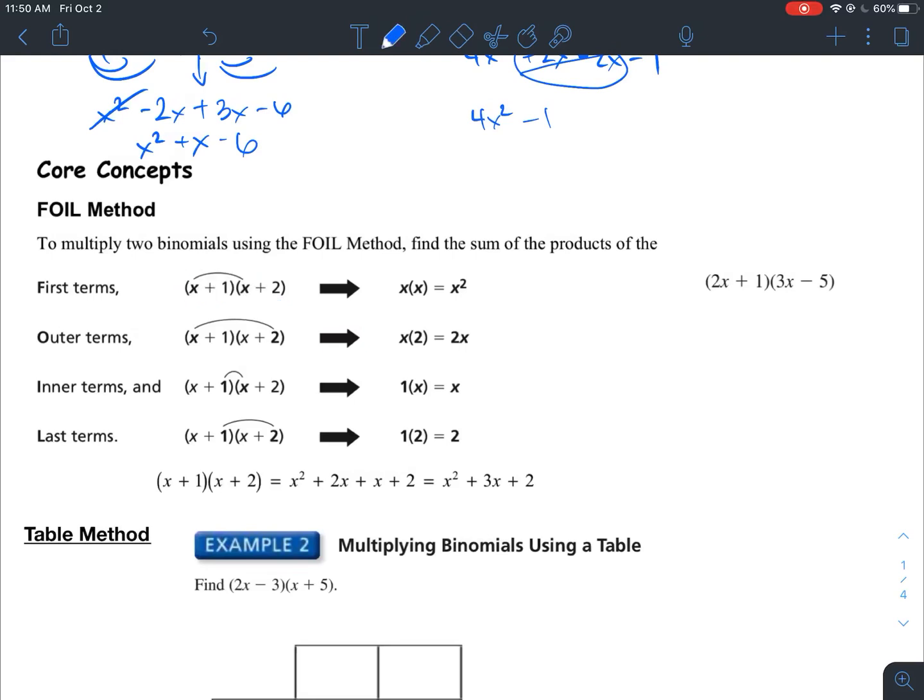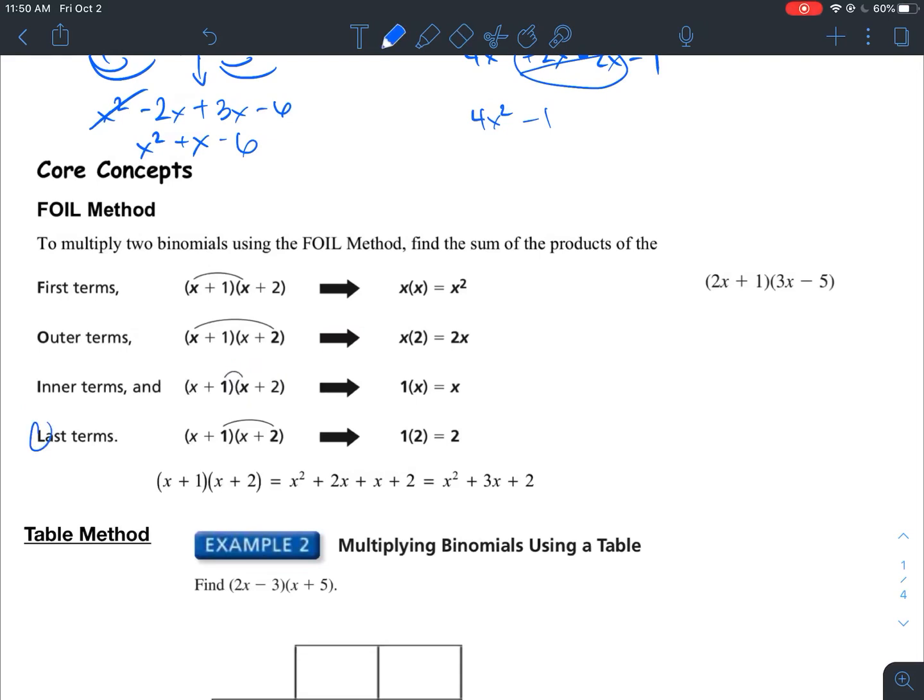Okay? And then it says the outer terms. So this is an outer term and this is an outer term. Now multiply these two together. The inner terms, so the one in and the one in, multiply those two terms together.